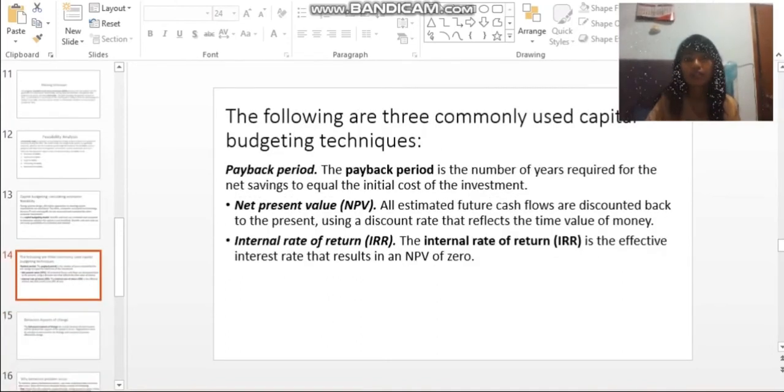The following are 3 commonly used capital budgeting techniques. Payback period. The payback period is the number of years required for the net saving to equal the initial cost of the investment. Net present value or NPV. All estimated future cash flows are discounted back to the present using a discount rate that reflects the time value of money. Internal rate of return. The internal rate of return is the effective interest rate that results in an NPV of 0.